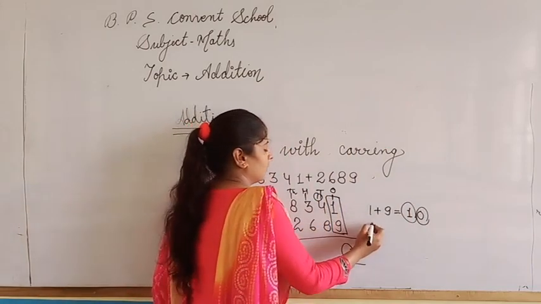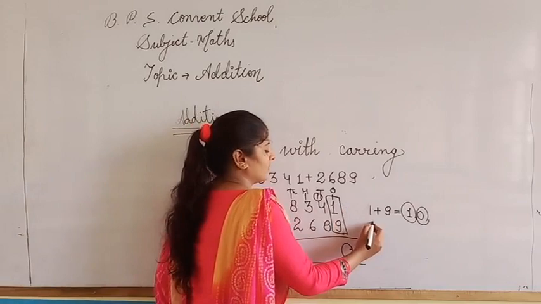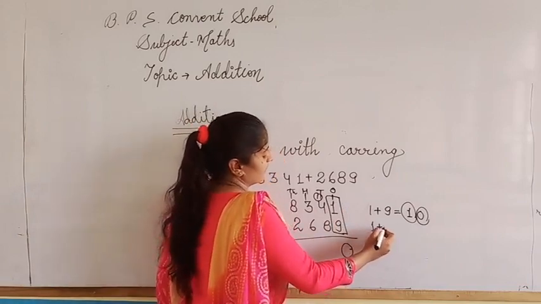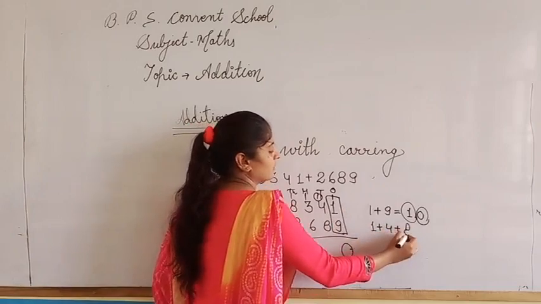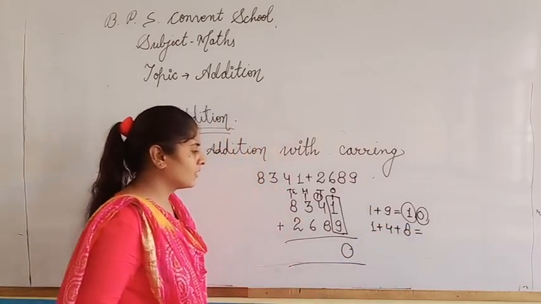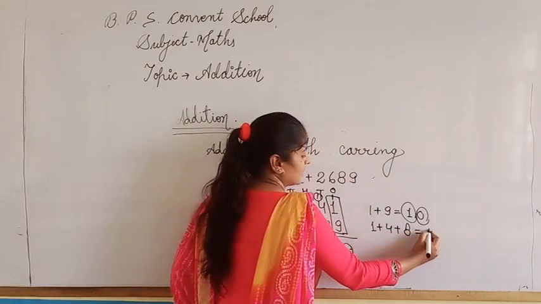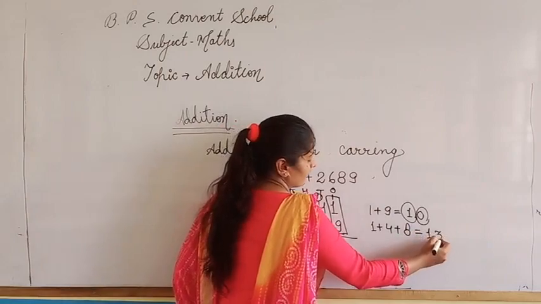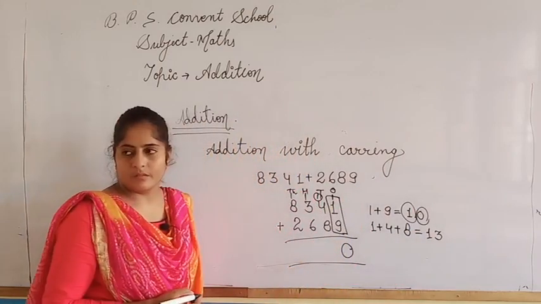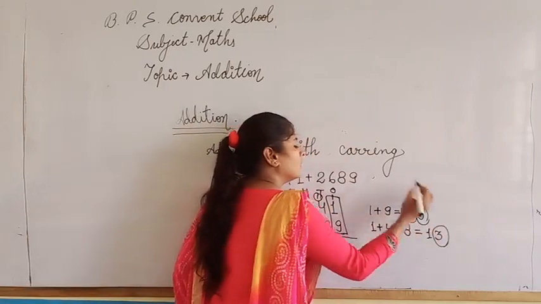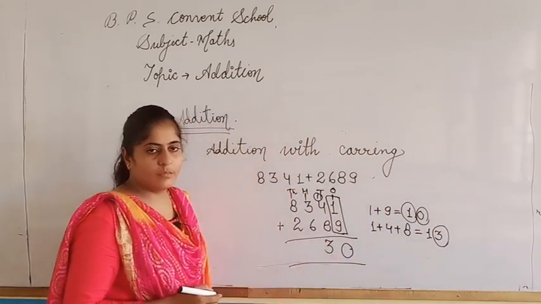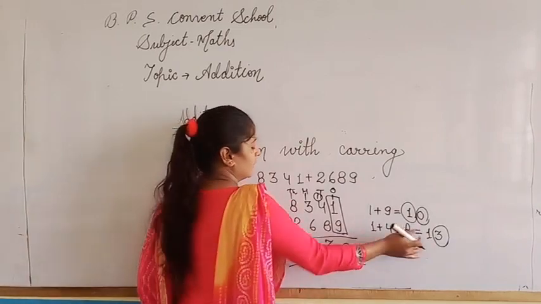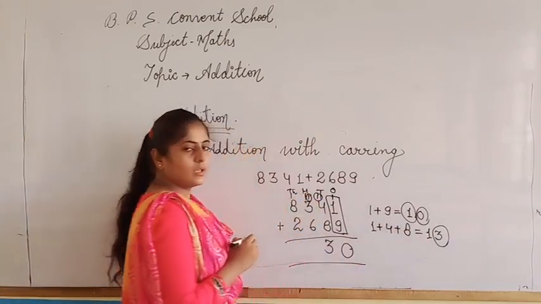Next, add the tens place digits. Tens place digits are 1 plus 4 plus 8. The sum of these numbers is 13. We write 3 below here and 1 over the next place.